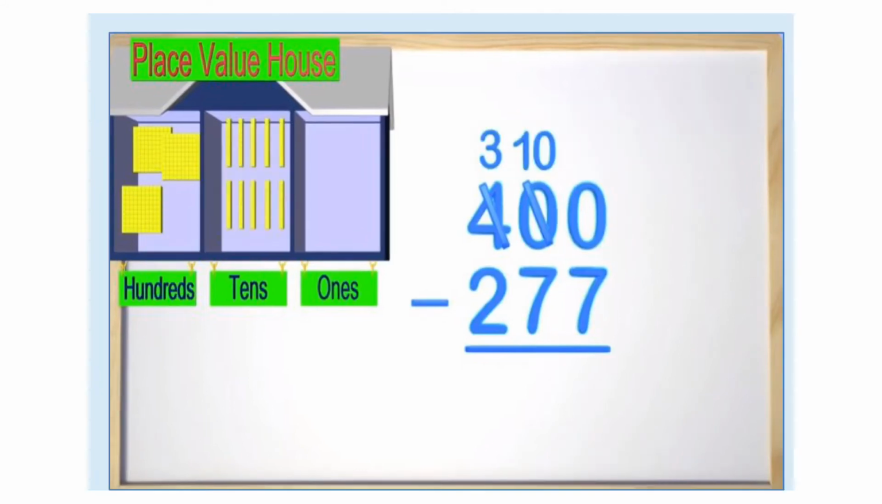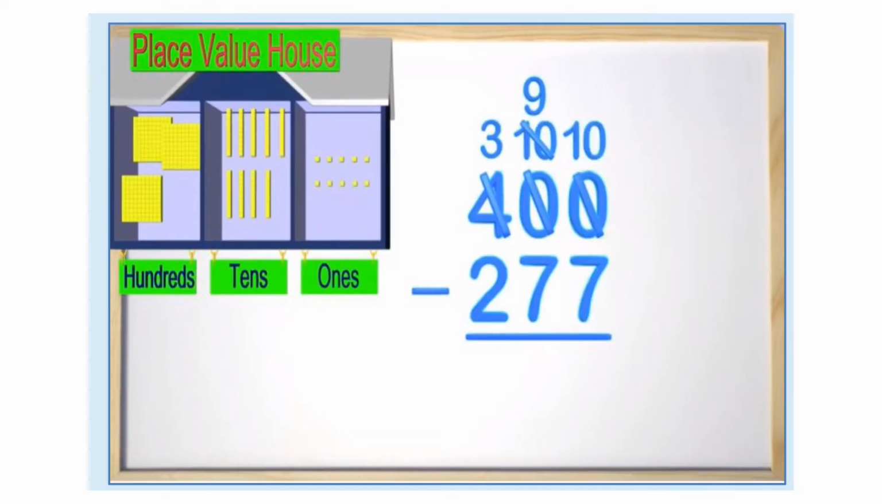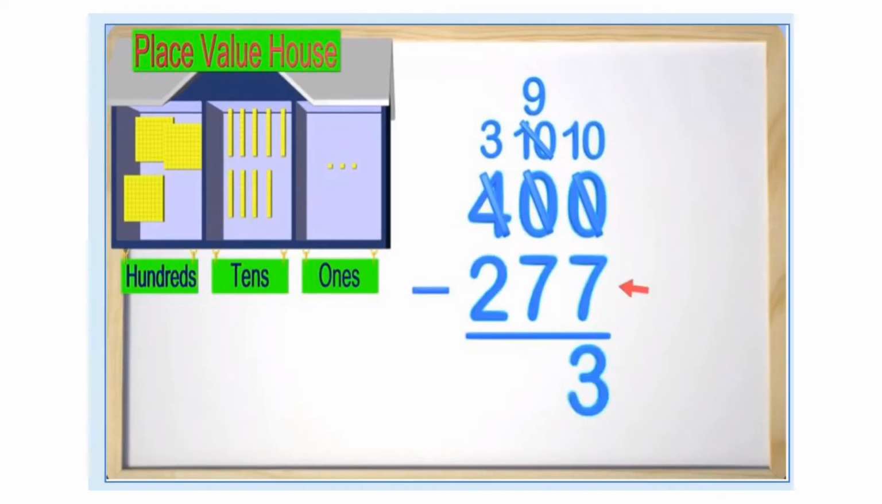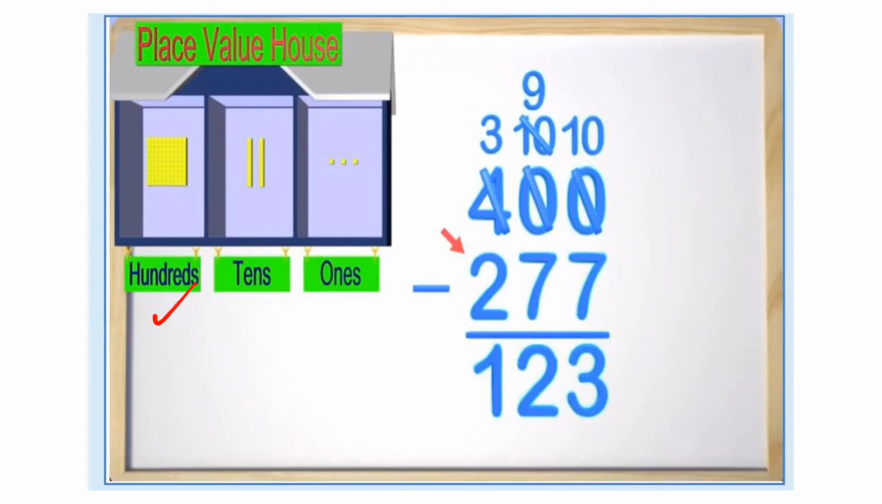So first, I regroup 100 as 10 tens. Next, I regroup 110 as 10 ones. And now I have 9 tens left. Now I have enough ones to take away 7. 10 minus 7 equals 3 ones. 9 tens minus 7 tens equals 2 tens. And 300 minus 200 equals 100. So the difference is 123.